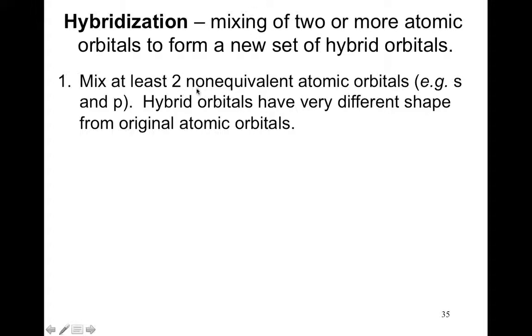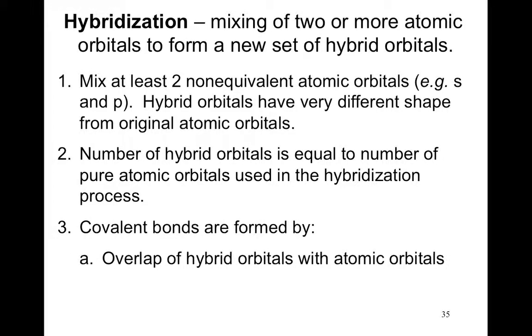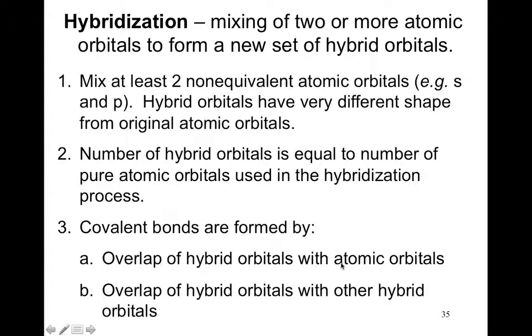And we can do the same thing with electron orbitals. So sorry for the weird example, but if you mix 2 non-equivalent atomic orbitals like s and p, you can make a hybrid orbital. They have a different shape. The number of hybrid orbitals is equal to the number of pure atomic orbitals. And covalent bonds are formed by overlapping hybrid orbitals with atomic orbitals, or overlapping hybrid orbitals with other hybrid orbitals.